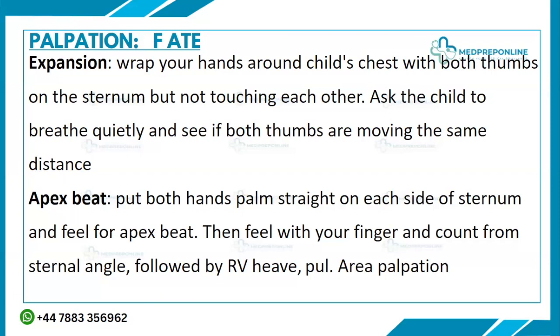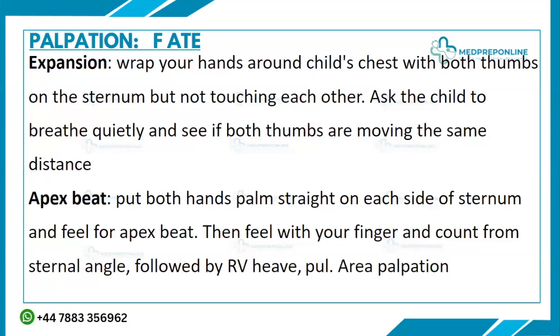Dextrocardia. Okay, so don't just waste your time on the palpation on the right side and get confused. I cannot palpate any apex beat because of dextrocardia, it's a very common case in the respiratory system. So put both your hands gently on both sides of the sternum and look for the apex beat, then try to locate it with your fingers and count from the sternal angle to how far it is, whether it's in the mid-clavicular line, and which space it's in from the sternal angle.